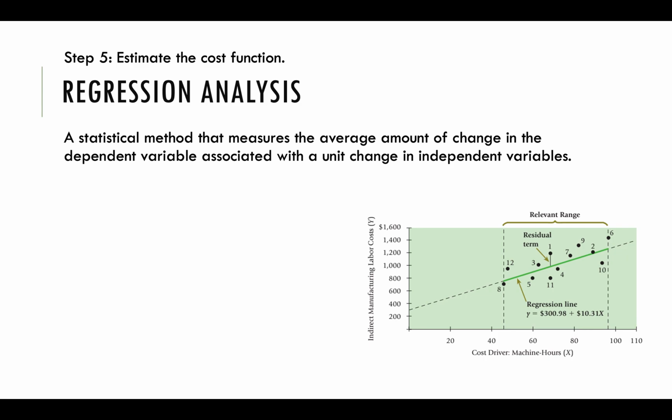Next, step 5 is to estimate the cost function. The first method is regression analysis. It is a statistical method that measures the average amount of change in the dependent variable associated with a unit change in the independent variable. As we can see, this is the data plot that we had before. Then we make the regression line, which is the average amount of change in the dependent variable and independent variable. We usually use Excel to help us make the regression line.